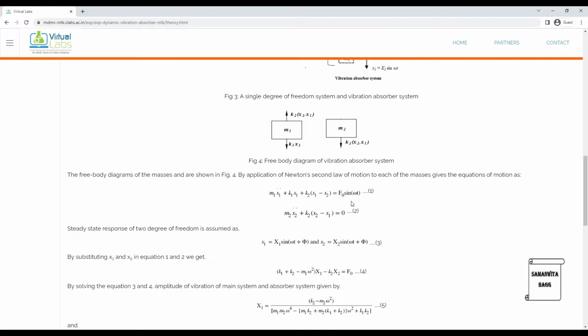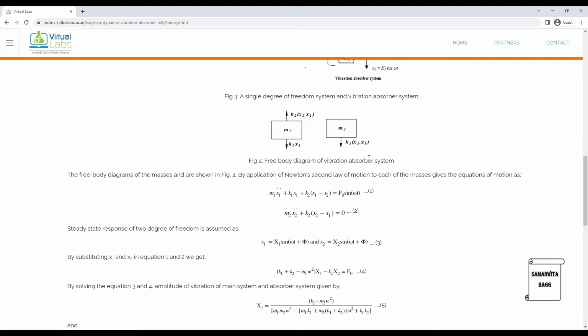Then we'll see equation 2. It is m2 x2 double dot plus, when you talk about mass 2, it is acted upon by spring k2 and the displacement will be x2 minus x1 because we are talking about body 2.